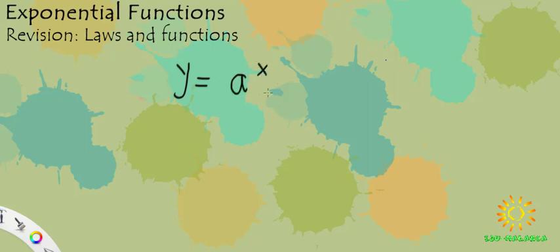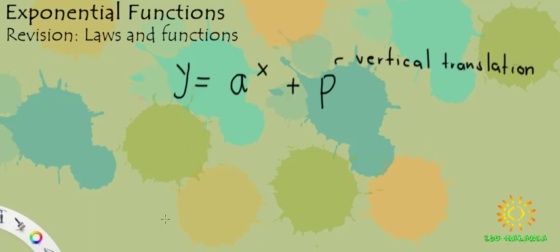And so what would happen if you added a constant at the end, plus p? The addition of the constant p at the end causes a vertical translation. So what happens with this graph, for example, if it looked like this, when you add p, it's going to translate vertically up, and it's going to look like this, and this translation will be equal to p.